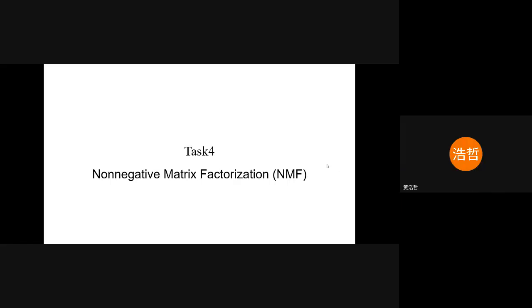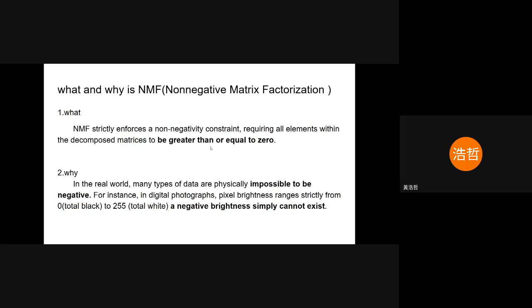Okay, I can talk about task 4. It's about NMF, and what is NMF? After we do the Cholesky vectorization, you do NMF to make all elements of the decomposed matrix non-negative.